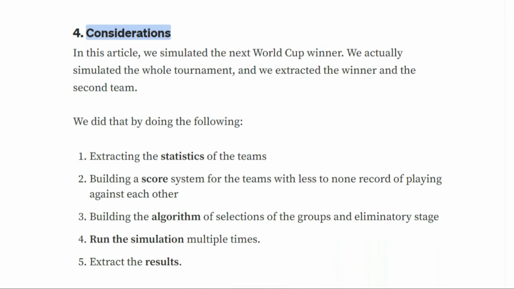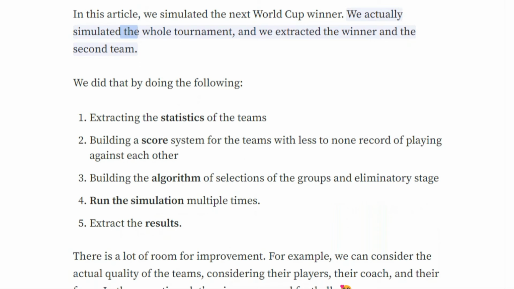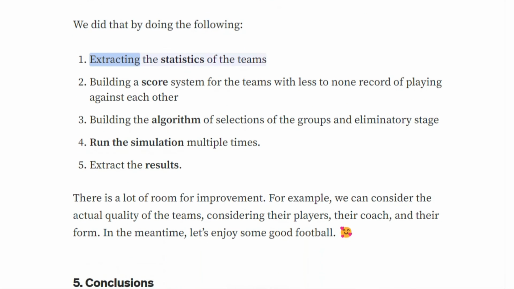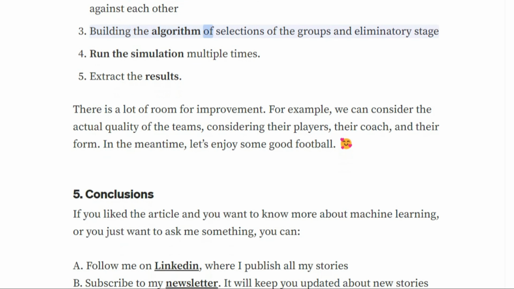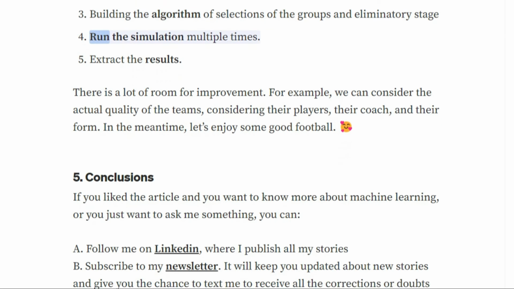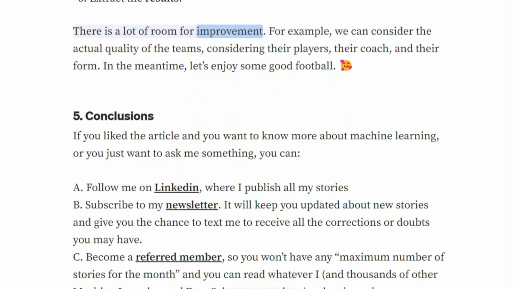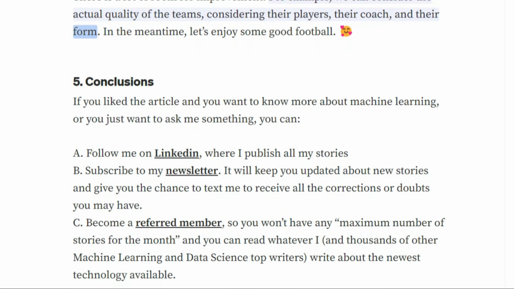4. Considerations. In this article, we simulated the next World Cup winner. We actually simulated the whole tournament, and we extracted the winner and the second team. We did that by doing the following: extracting the statistics of the teams, building a score system for teams with little to no record of playing against each other, building the algorithm of selection of the groups and eliminatory stage, running the simulation multiple times, and extracting the results. There is a lot of room for improvement. For example, we can consider the actual quality of the teams, considering their players, their coach, and their form. In the meantime, let's enjoy some good football.